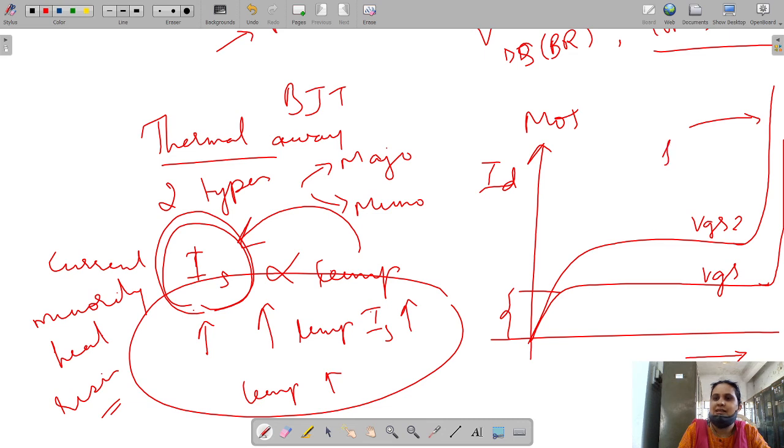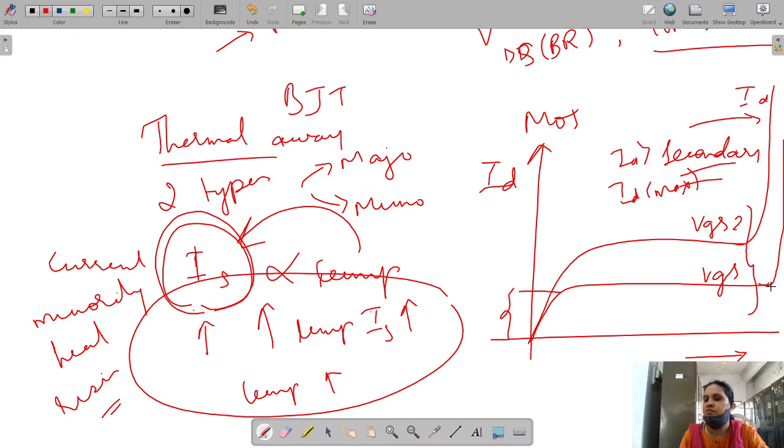This is called the secondary breakdown of the MOSFET. If it sharply rises, then this value of ID will be much greater than the rating of the ID the MOS is designed for. Hence the MOS will try to be destroyed. Therefore we have to operate our value of VDS within the specified limit only. We can't increase it to a very large number. So this is called a secondary breakdown of the MOSFETs.